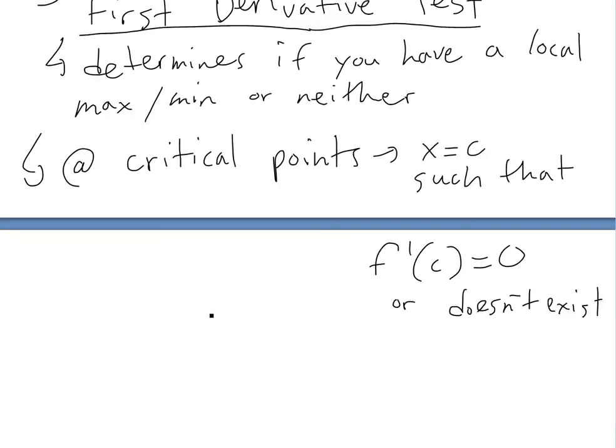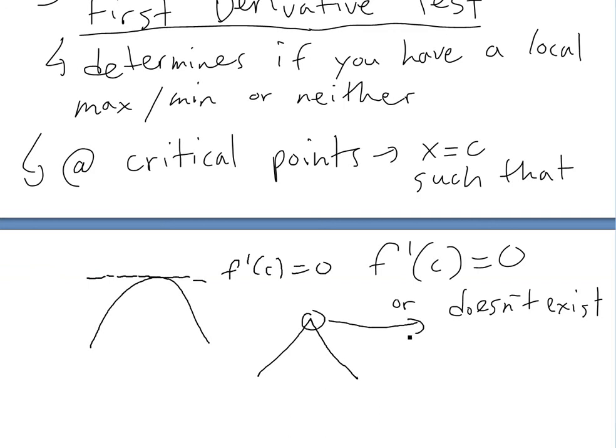So what I mean by that is, if it's something like this, it would be a local max, and f prime of c is equal to 0. Here this derivative is 0, or it doesn't exist if you have a sharp point like this, so then the derivative doesn't exist here, and this is a critical point here. This would be c as well.